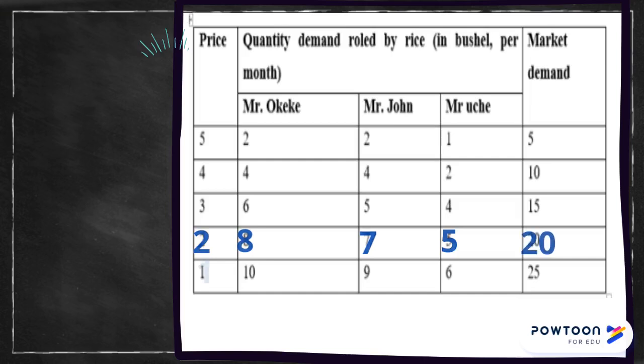When the price is 1 naira, Mr. Okeke will demand 10 bushels. Mr. John, 9 bushels. Mr. Uche, 6 bushels. And market demand will be 25. This means the higher the price, the lesser the quantity demanded. And the lower the price of a commodity, the higher the quantity of that commodity will be demanded by each of these households.